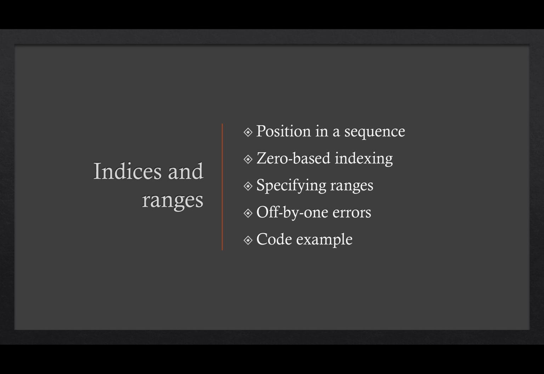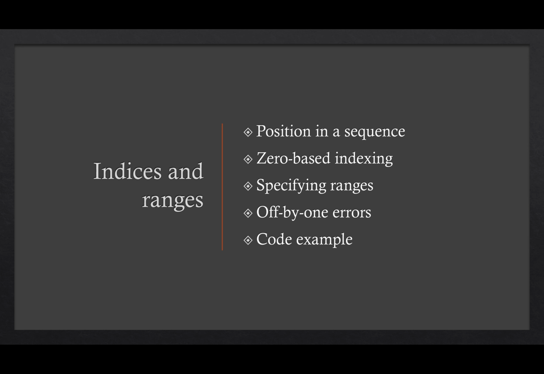So in this video, I'm going to cover the concept of zero-based indexing, meaning that you number the items in a sequence starting at 0 as opposed to 1, and why that's often used in programming. And I'm going to talk about different ways of specifying ranges. So an index would be just a single item in a sequence. A range would be a range of items in a sequence.